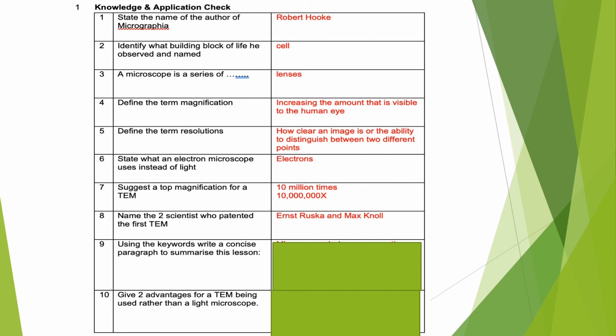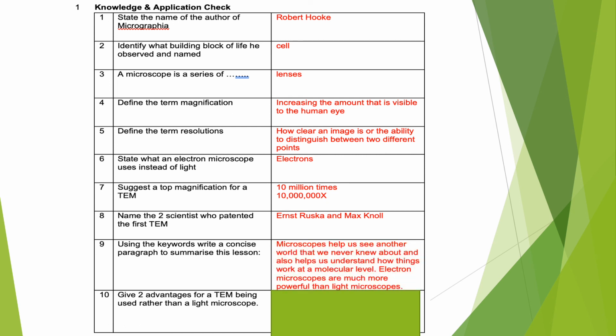And number 9, using the keywords, write a concise paragraph to summarize this lesson. So obviously your answer is going to look very different from mine, but if you have some of the main points that I wrote down, that's all I ask for. So microscopes help us see another world that we never knew about and also help us understand how things work at a molecular level. Electron microscopes are much more powerful than light microscopes. If you had that down, I would give you full marks for that because that does kind of tell you everything that you need to know about microscopes at a general level. Okay? If you gave a little bit more detail as to how each of them work, that's completely fine as well.